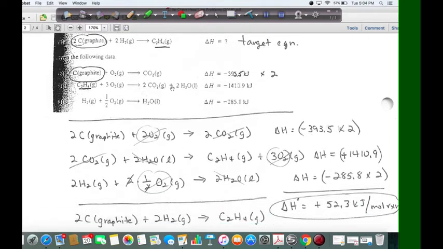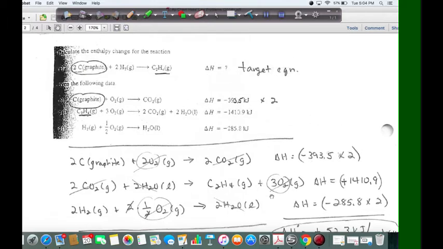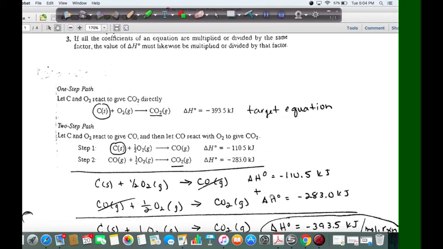Yep. If I add all of this together, add negative 393.5 times 2 plus 1410.9, plus 2 times negative 285.8, I get 52.3. My label will be kilojoules per mole of reaction, just like other enthalpy values that we found. Okay, so that showed us something a little bit different. I can go back and see how I've applied the rules.